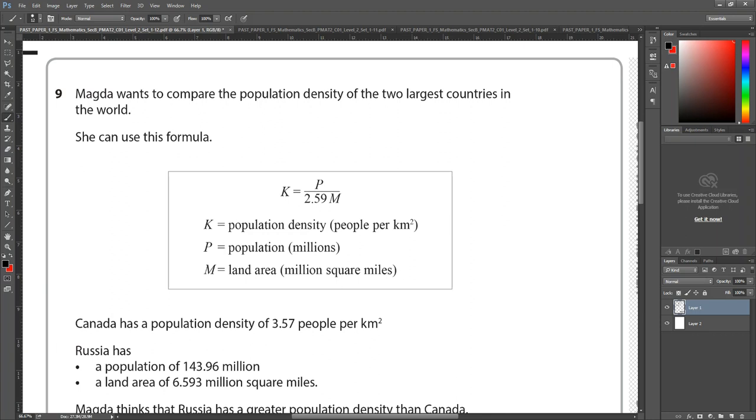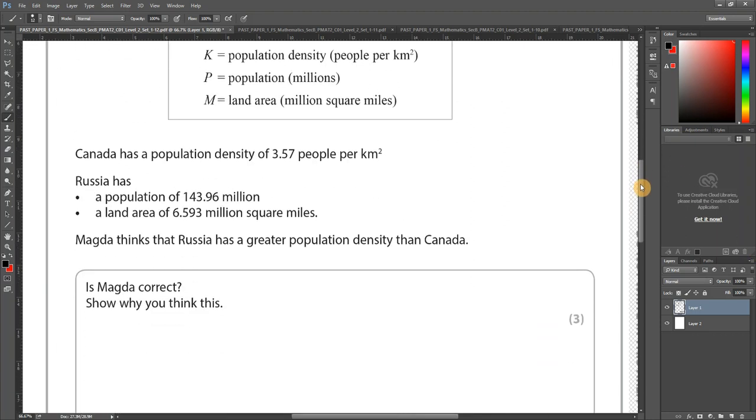Question 9, Magda wants to compare the population density of the two largest countries in the world. She can use this formula. So K equals P over 2.59 M, where K is the population density, people per kilometer squared, P is the population in millions, M is the land area, million square miles. Canada has a population density of 3.57 people per kilometer squared. Russia has a population of 143.96 million, land area of 6.593 million square miles. Magda thinks that Russia has a greater population density than Canada. Is Magda correct? Show why you think this.